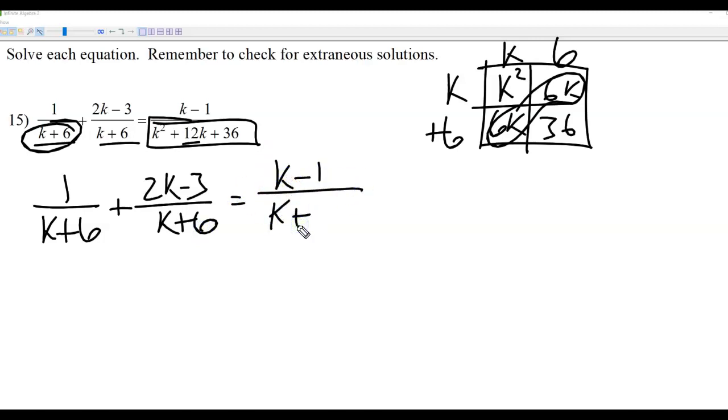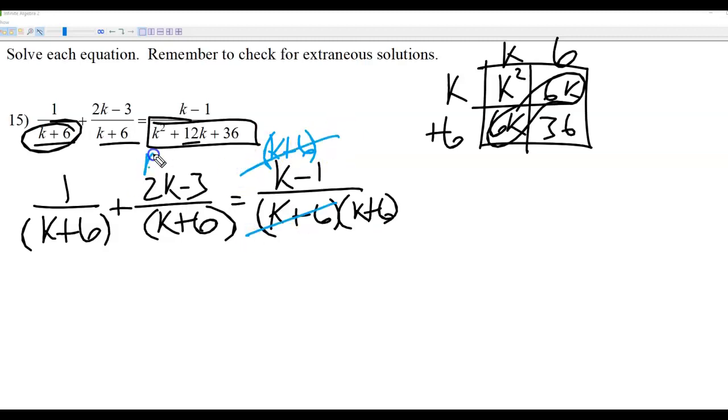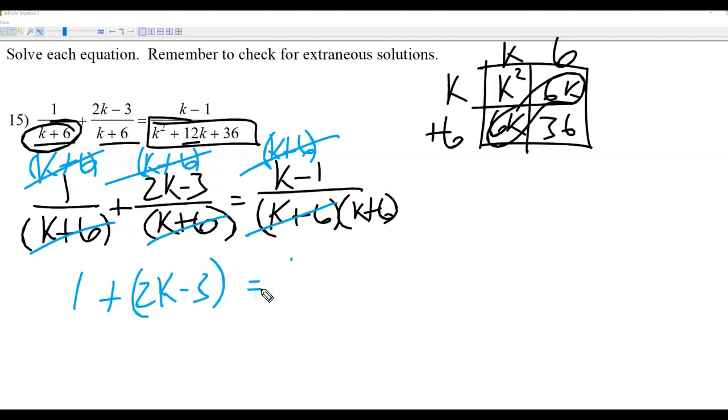And the only difference in these denominators is that this one has 2k plus 6 down there, right? So let's get to work. We're going to start by multiplying everything by k plus 6. And that leaves me with 1 plus 2k minus 3 equals k minus 1 over k plus 6.